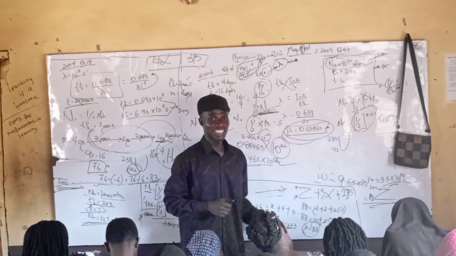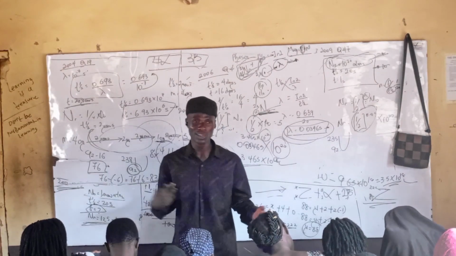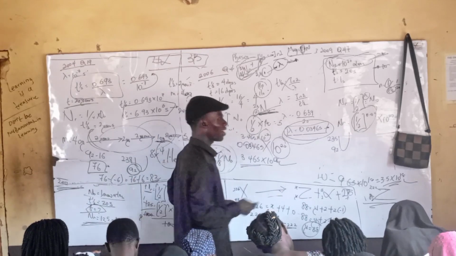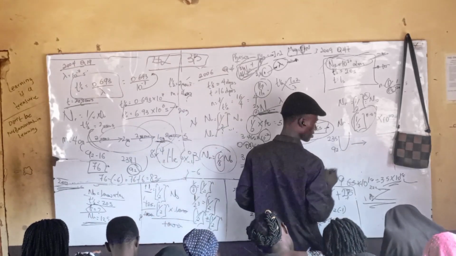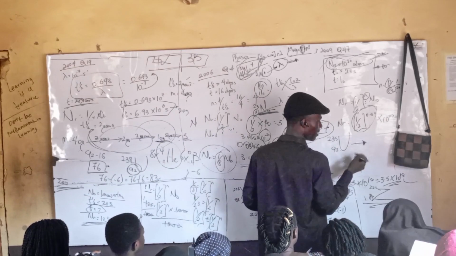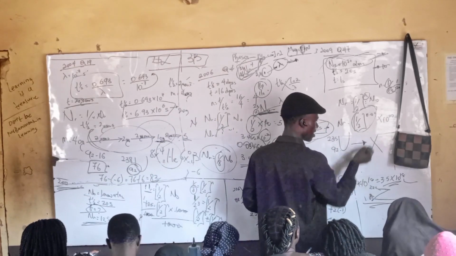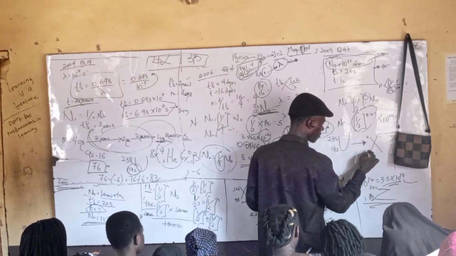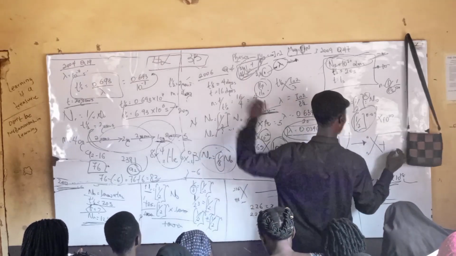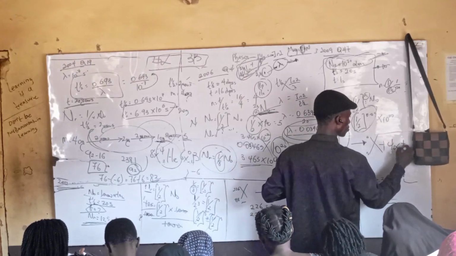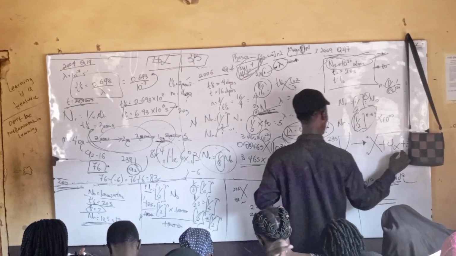Now they say it emits when it decays or disintegrates. They are telling us that there is one element that we don't know. Let's call that element X. It gives us 4 alpha and also gives us 3 beta. So we are to find this one.